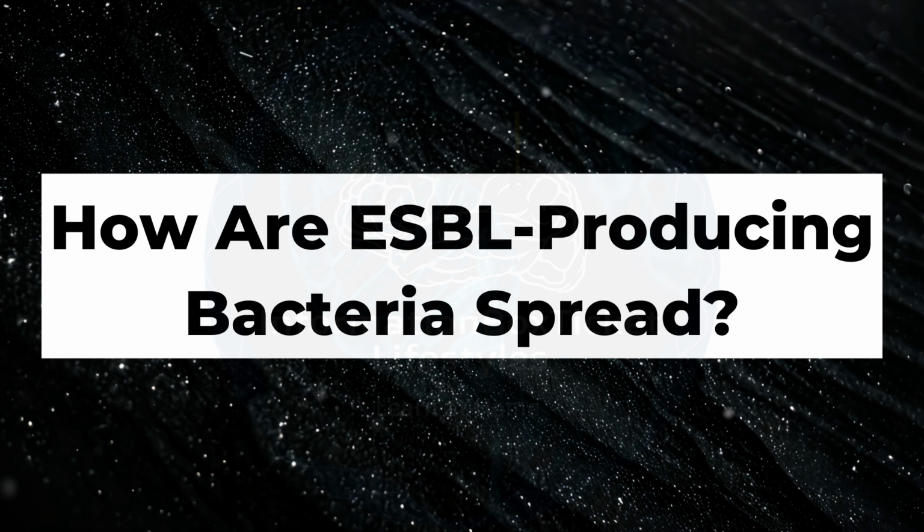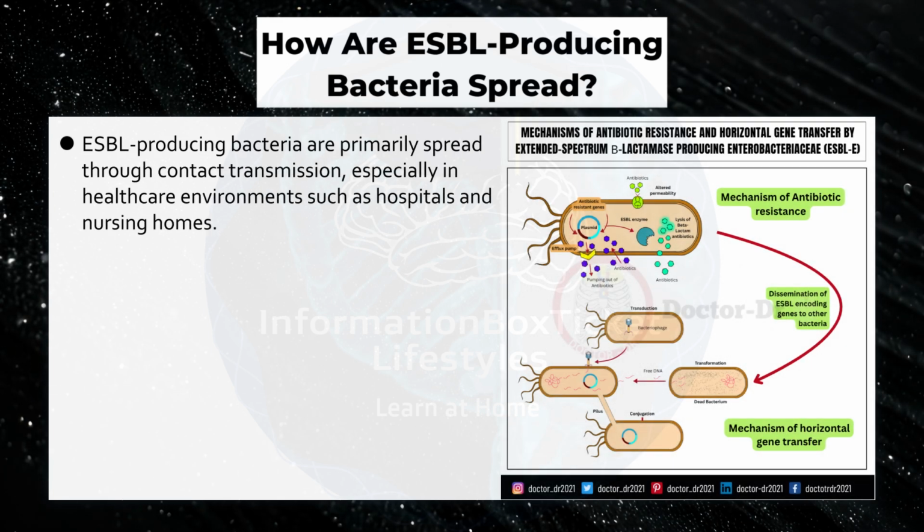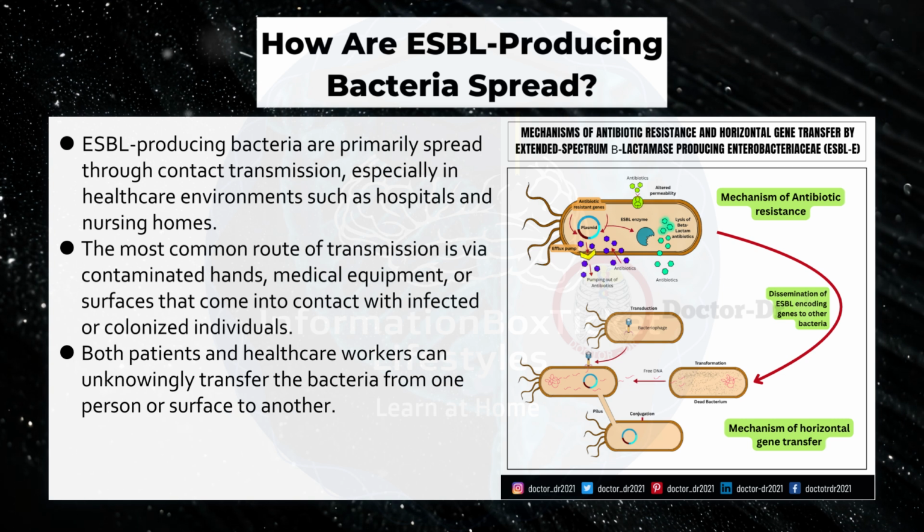How are ESBL-producing bacteria spread? ESBL-producing bacteria are primarily spread through contact transmission, especially in healthcare environments such as hospitals and nursing homes. The most common route of transmission is via contaminated hands, medical equipment, or surfaces that come into contact with infected or colonized individuals. Both patients and healthcare workers can unknowingly transfer the bacteria from one person or surface to another.